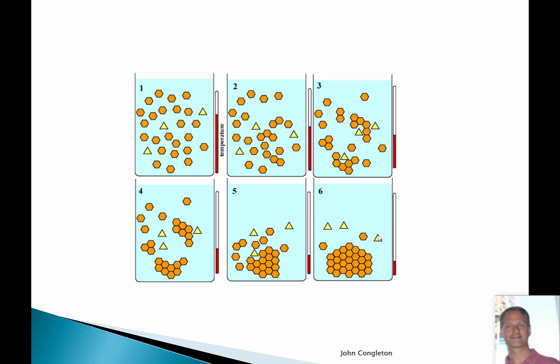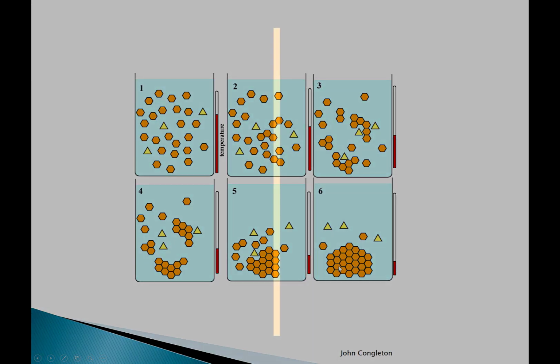Right? On the other hand, if we allow slow cooling, we allow sufficient time for these little triangles to be excluded from the growing crystal lattice structure, and in the end, we end up with larger crystals with fewer impurities trapped inside.